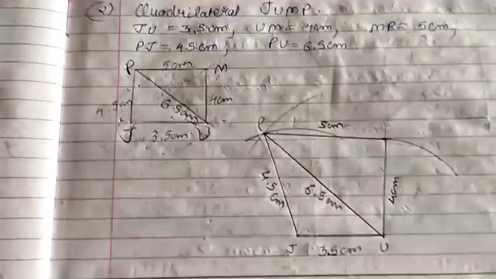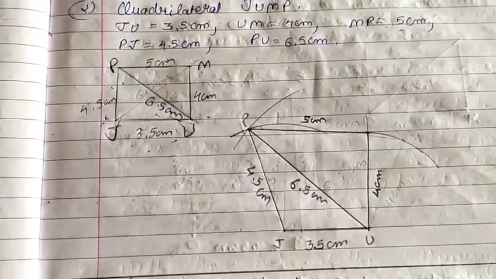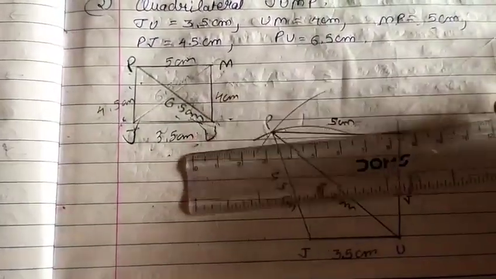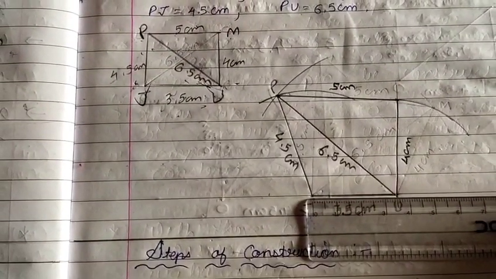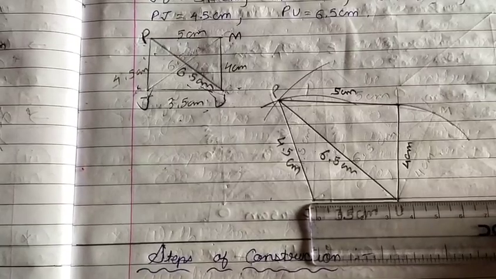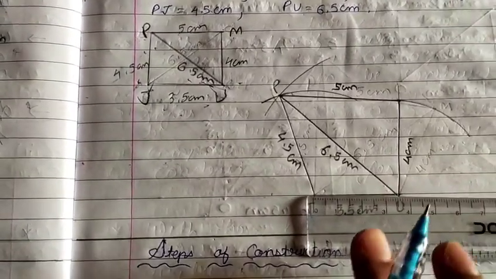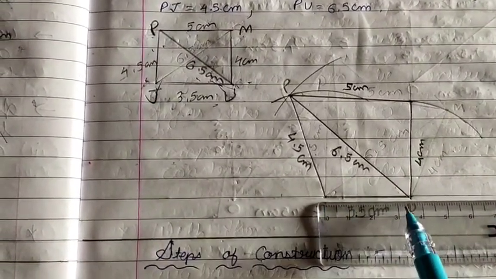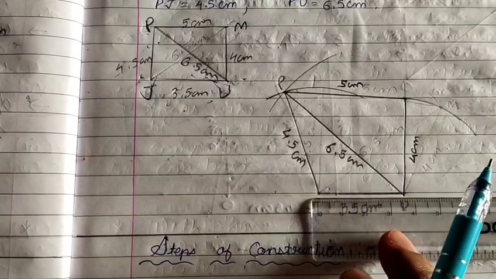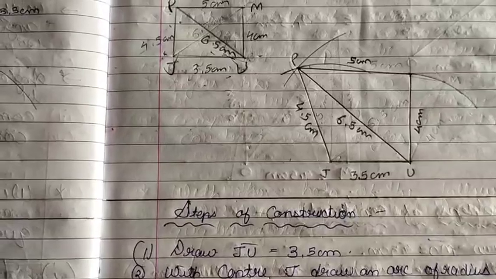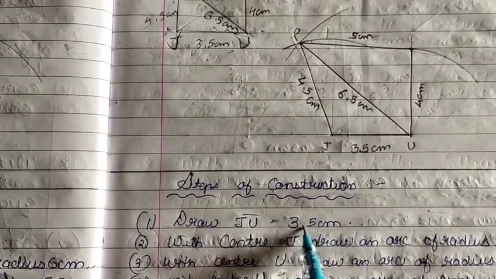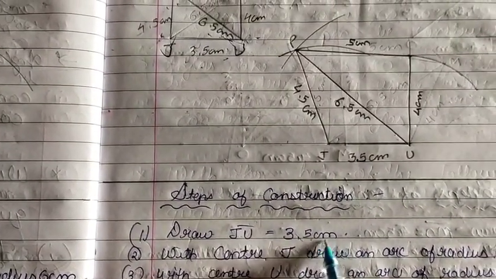It is a diagonal. Now as per the requirement, we have to construct the base first. So it is of 3.5 centimeter. So here you have to construct a base of 3.5 centimeter. And you know very well how to draw a line segment. That is, place your scale over here, take this end point and draw the base. Then write down a step over here. First step, draw JU, that is line segment JU equals 3.5 centimeter.